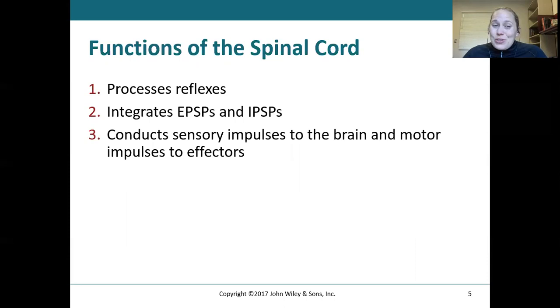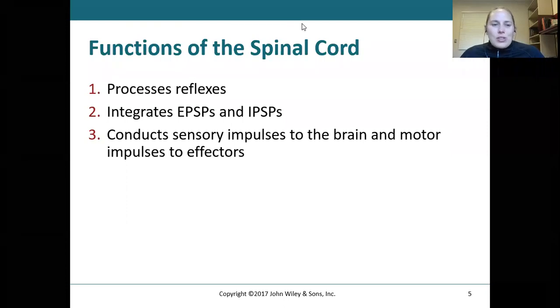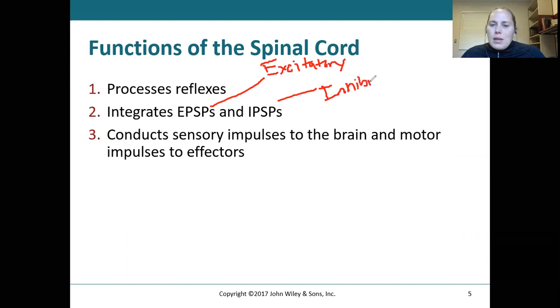The functions of the spinal cord, again, are to process reflexes, as we just alluded to, and to integrate EPSPs and IPSPs. Hopefully, if you watched the lectures from last week, EPSPs are excitatory postsynaptic potentials, and IPSPs are inhibitory. So this is basically the gas pedals and the brake pedals of your peripheral nervous system getting integrated into the message that's going to be sent to the central nervous system. There's always this interplay between excitation and inhibition, and your body is always processing those inputs from one source or another. So we'll talk about part of that integration function of the spinal cord.